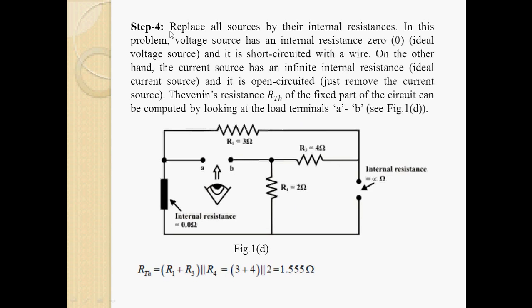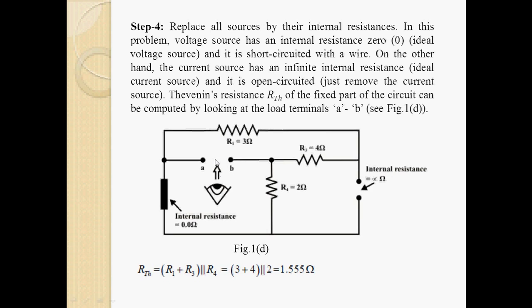Now step 4 is the calculation of RTH. For RTH, you just replace the voltage source and current source by their internal resistance. In our example we assume that the voltage source is an ideal voltage source and the current source is an ideal current source. For an ideal voltage source, the internal resistance will be 0, so replace the voltage source by a short circuit. And for the ideal current source, the resistance will be infinite, so just open it, remove the load and measure the resistance from the load side.